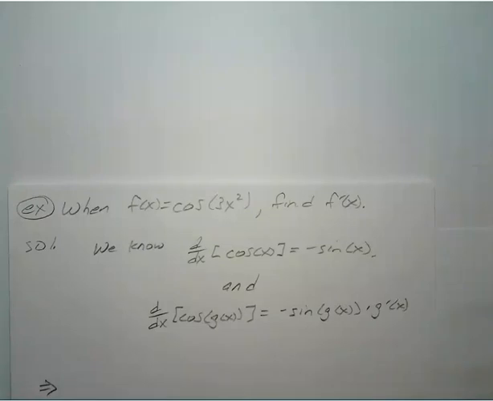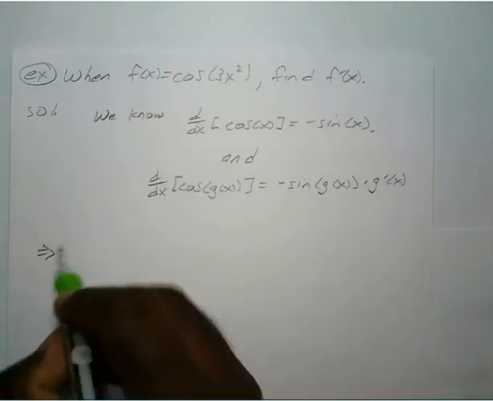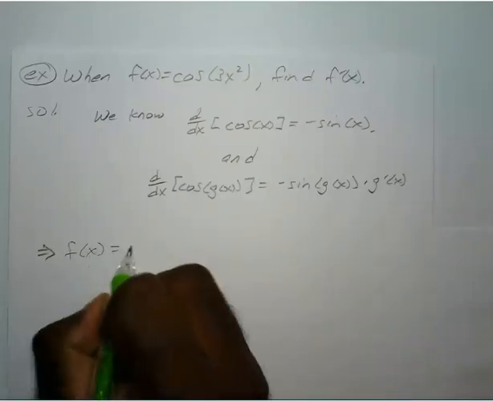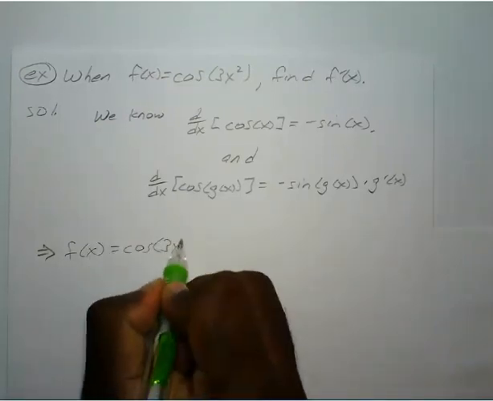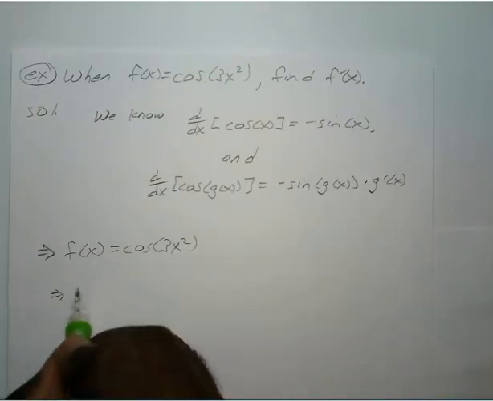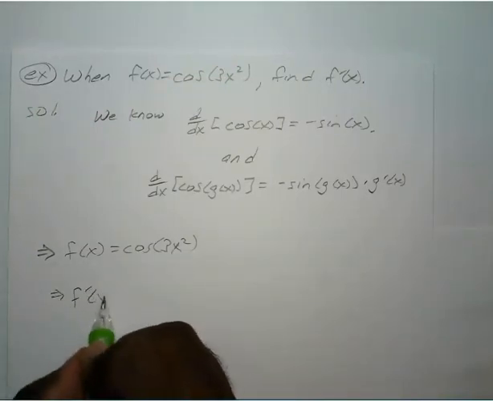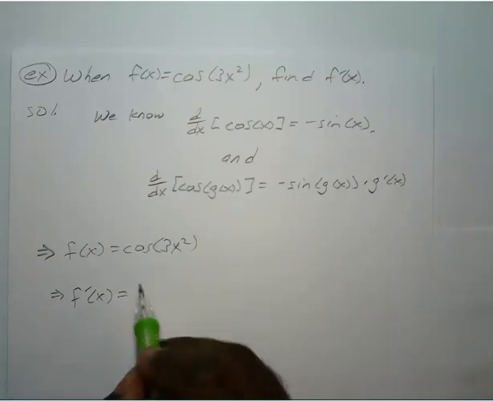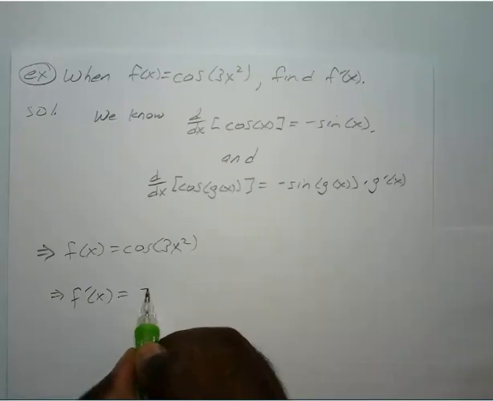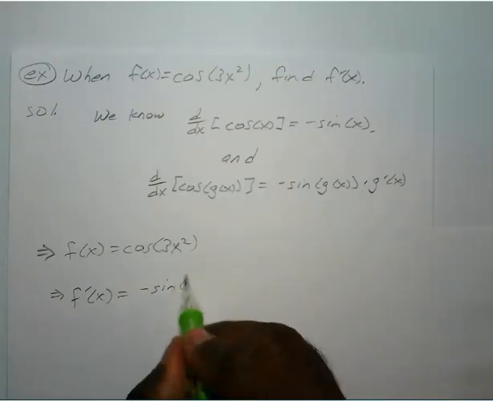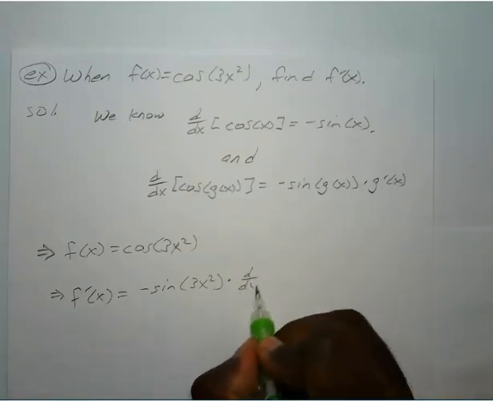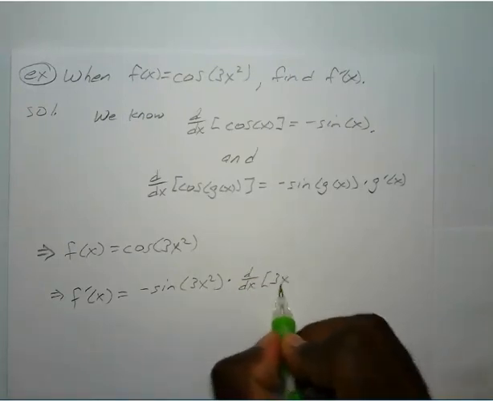To answer our question, I'm just going to rewrite that. f of x equals cosine of 3x squared. That means the derivative of that will equal, the derivative of cosine is negative sine, so that's going to equal negative sine of that 3x squared times the derivative of 3x squared.